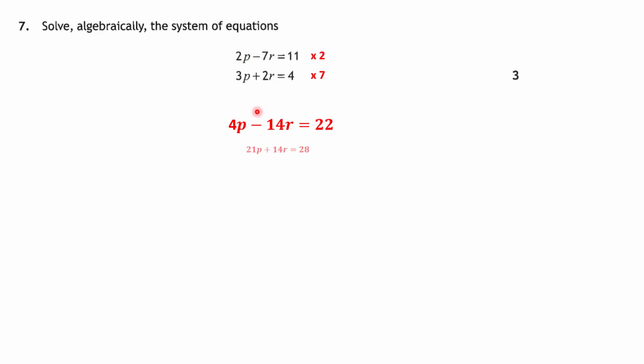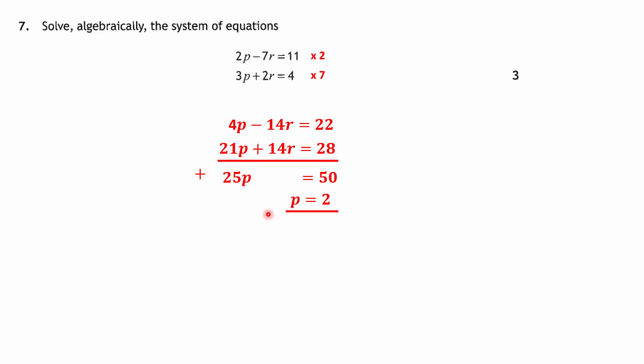And then we've got 21p plus 14r equals 28. Now, we did this because when you've got a plus and minus, we can just add them together. We can add these two equations together. What do we get on the left? We get 25p. These cancel out, and you get 50 when you add these two numbers. So what number times 25 gives you 50? It's quite easy. It's going to be 2, so the answer is 2.